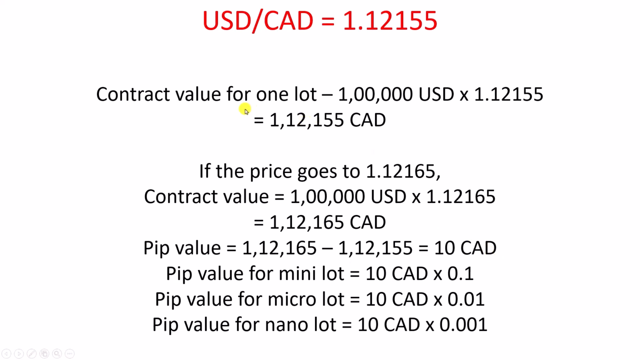You can buy only in lots in the Forex market. You can buy any number of lots. You can buy 2.5 lots or 100 lots, 1000 lots, or 5 mini lots, 10 micro lots, whatever it may be. You can buy it, but you have to buy it in lots.